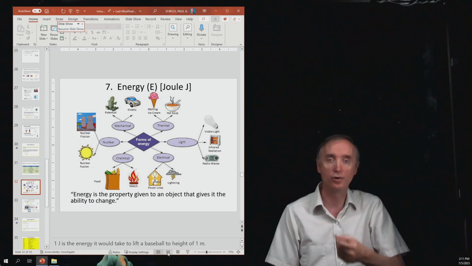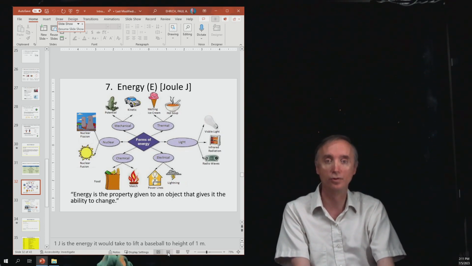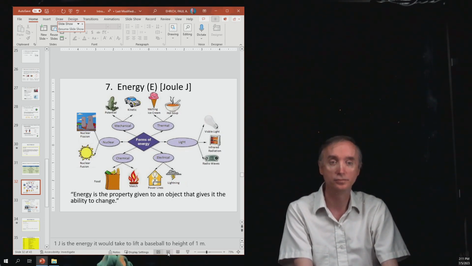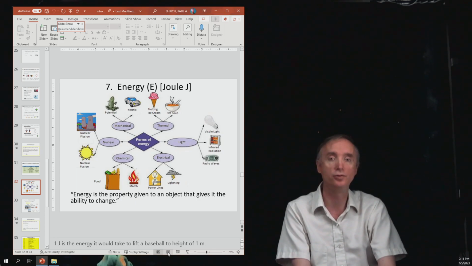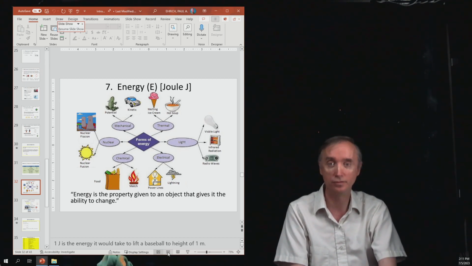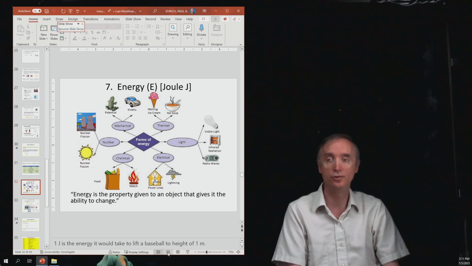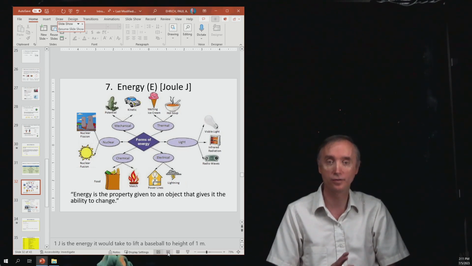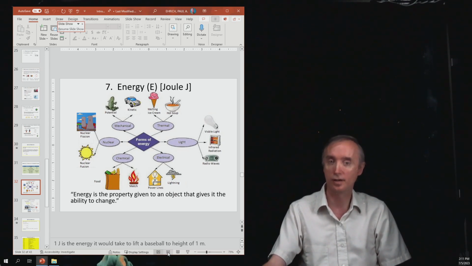Okay, we're not going to do a whole lot with thermal energy. That's again more, you do that more in chemistry, but we are going to do a lot with kinetic and potential energy, and then we are also going to do a lot with nuclear energy, nuclear fusion, and then nuclear fission. So these are all different ways of producing energy.